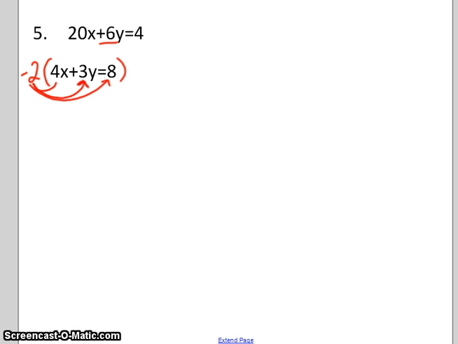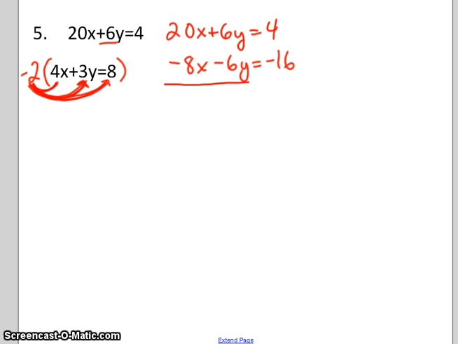Alright, let's rewrite the equations. 20x plus 6y equals 4. And then let's rewrite the bottom equation after we distribute. Negative 2 times 4x is negative 8x. Negative 2 times 3y is negative 6y. And negative 2 times 8 is negative 16. Okay. Now we could add straight down and eliminate.